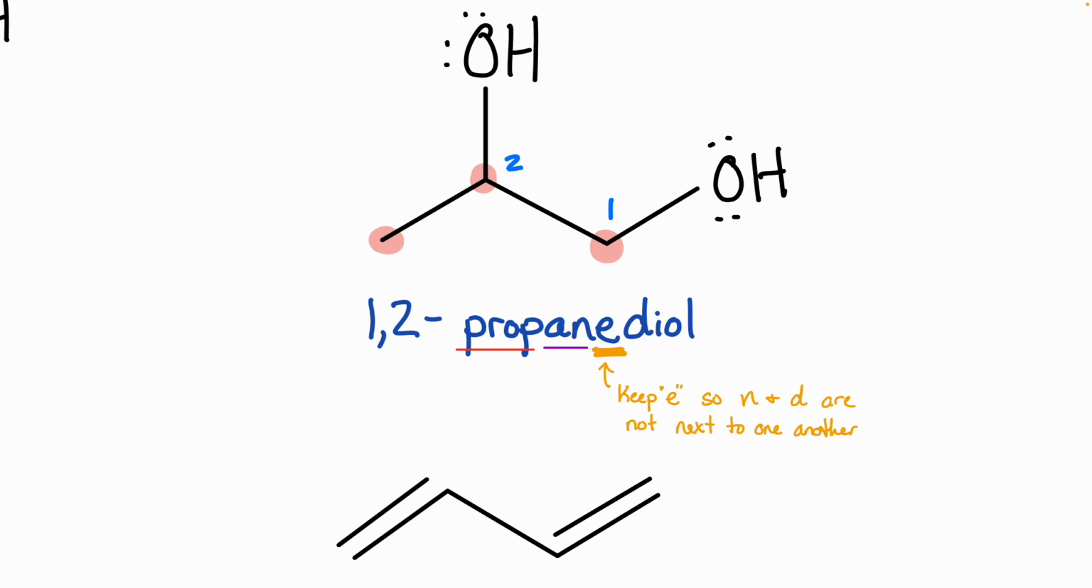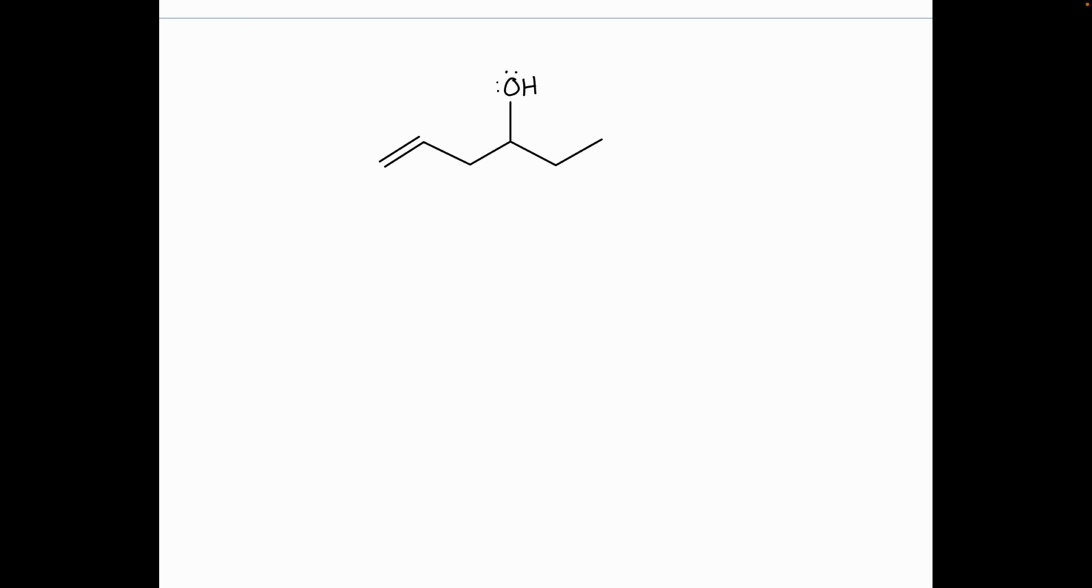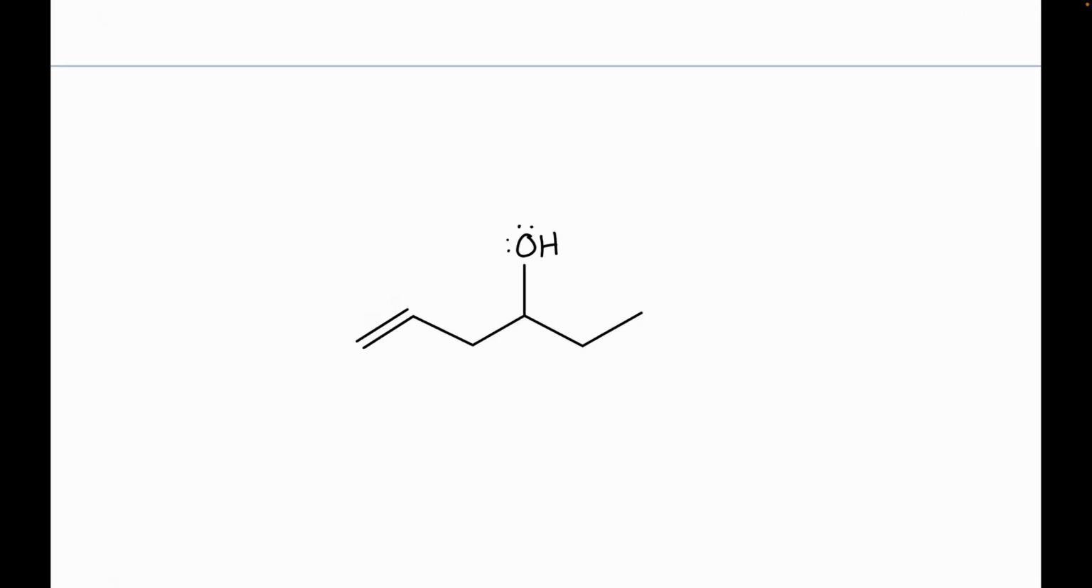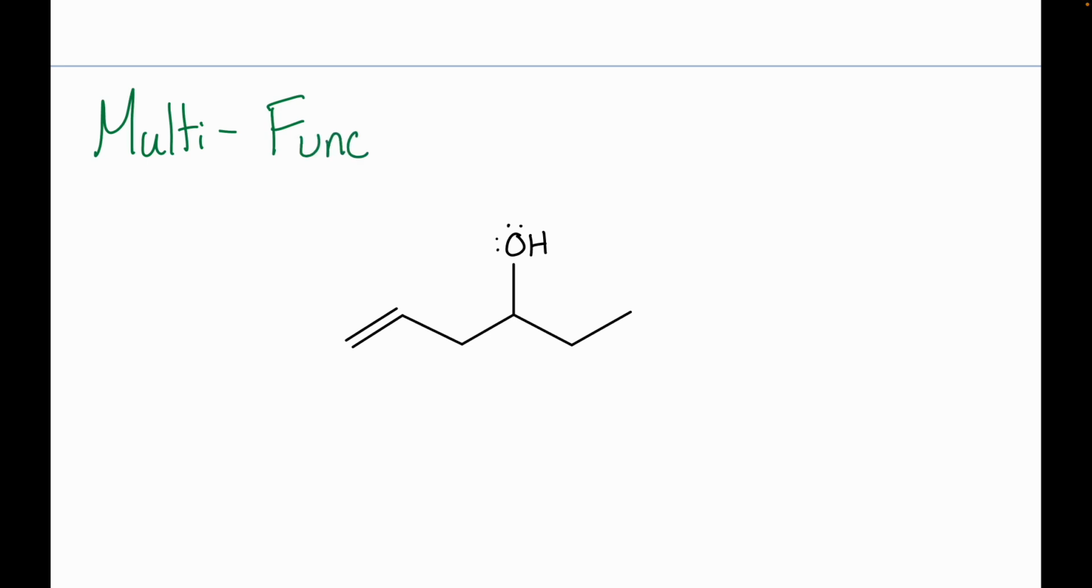Okay, so lastly, alcohols are going to be the first time that we're going to talk about molecules that have more than 1 functional group in them. So for example, how do we name something like this? A molecule that has both a carbon-carbon double bond and an OH group. 2 functional groups in the same molecule. We're going to call these multi-functional group molecules.